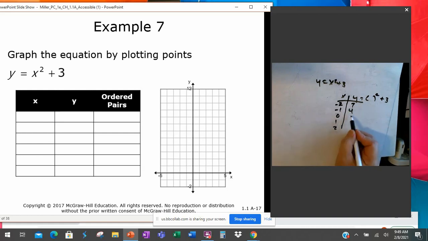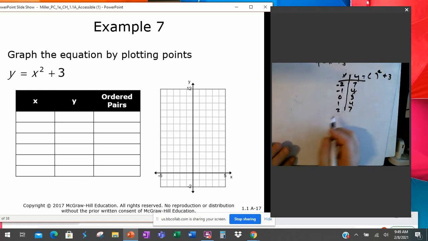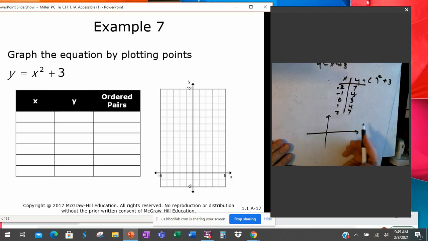0 squared is 0, so that would be 3. And then I'm squaring the same thing. It's the same number. -1 squared is 1. 1 squared is 1 plus 3 is 4. 2 squared is 4 plus 3 is 7 again. And then I'll just basically plot those points to generate a graph. And the graph is basically smoothing out what's in between these things.